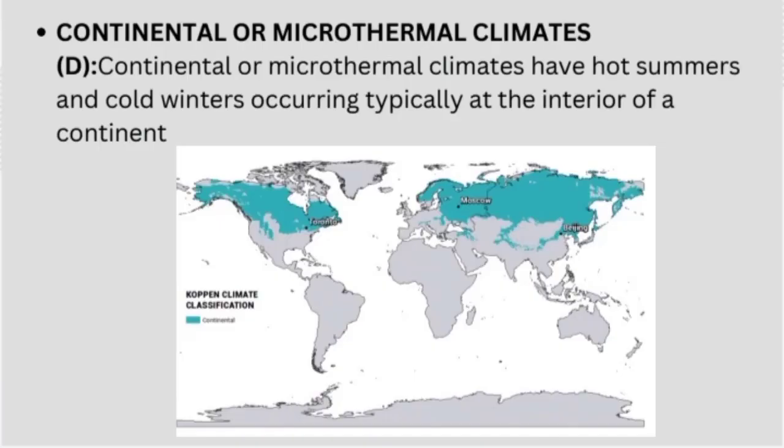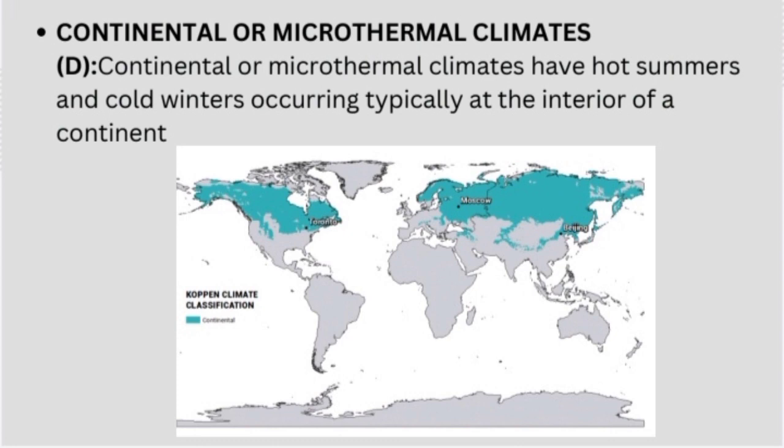Continental or microthermal climates. Continental or microthermal climates have hot summers and cold winters, occurring typically in the interior of continents. Continental and microthermal climates are both types of climates with cold winters and warm or hot summers. However, there are some differences between the two.